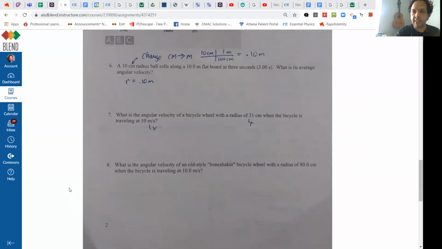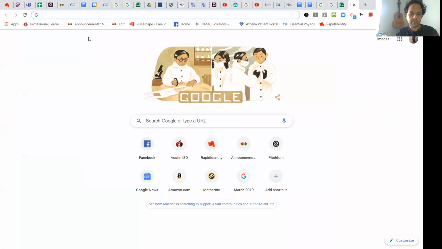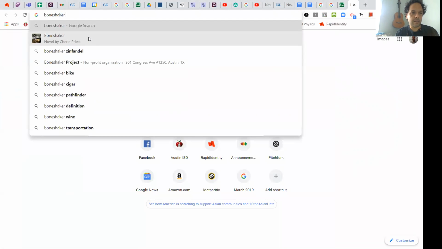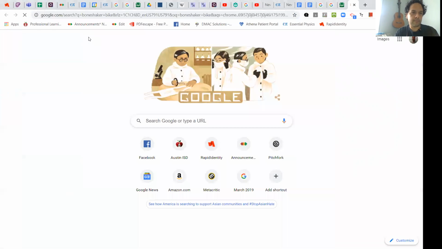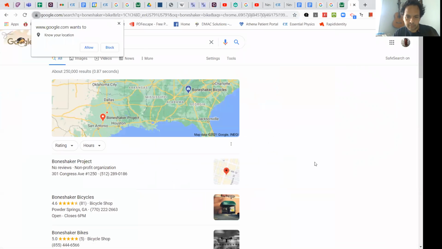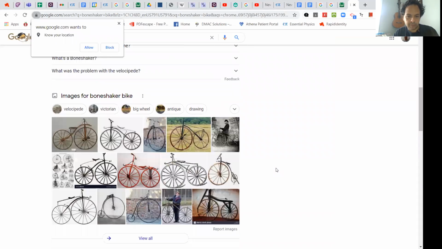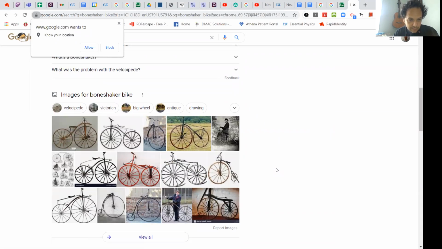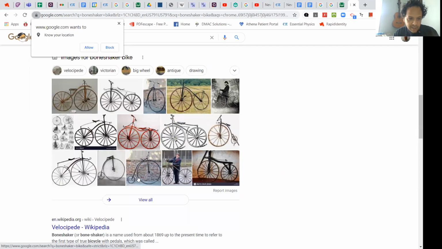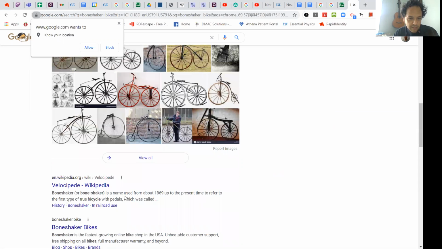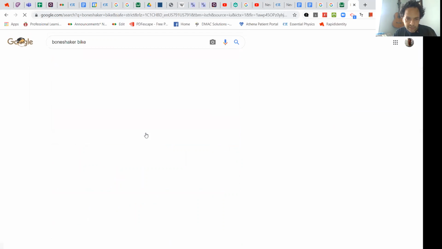What is the angular velocity of an old bone shaker bicycle? What's that? Let's look that up. Bone shaker bike. So interesting. Bet it was like these. The first true type of bicycle with pedals. Looks like a big tricycle, right?